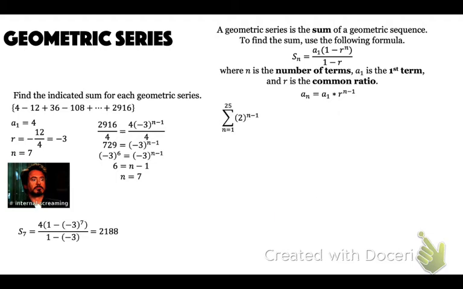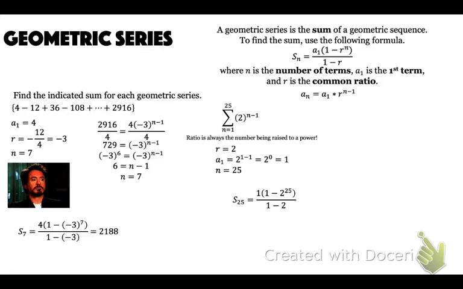Okay, this one. So I have n equals 1 to 25, and our formula is 2 to the n minus 1 power. So the ratio is always the number being raised to the power. So my ratio in this case is 2. Now my number of terms here, before I even do that, a sub 1, I'm going to plug in my bottom number, and you're going to get 2 to the 0 power. Anything to the 0 power is 1. My number of terms is 25, and then I can just plug it in. So 1 times 1 minus 2 to the 25th power, all over 1 minus 2, which you end up getting this giant thing, 33,554,431. Whoa.